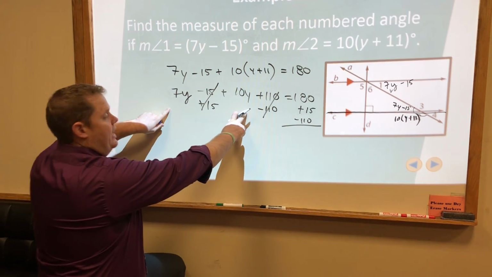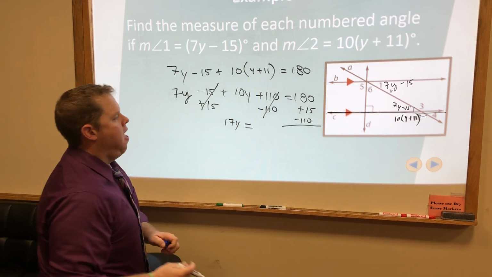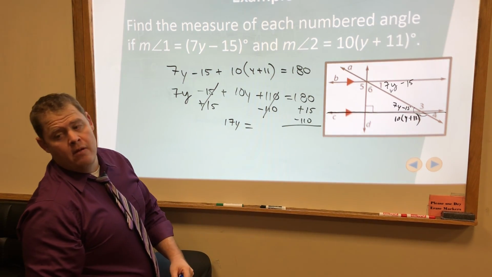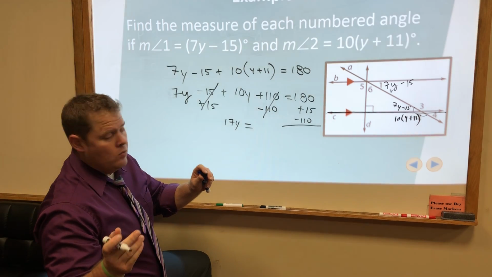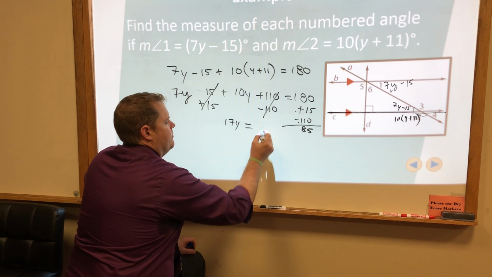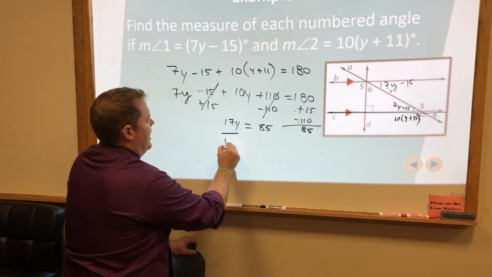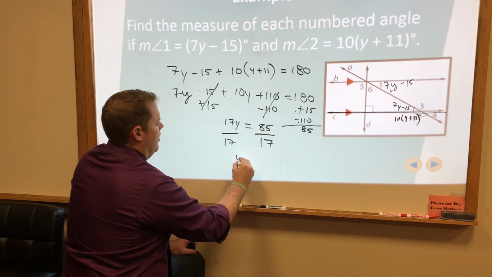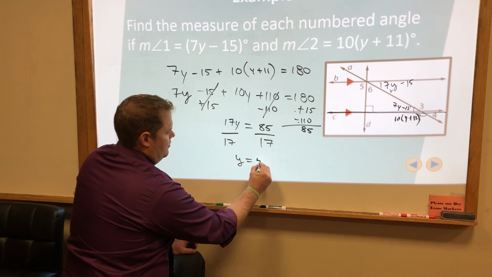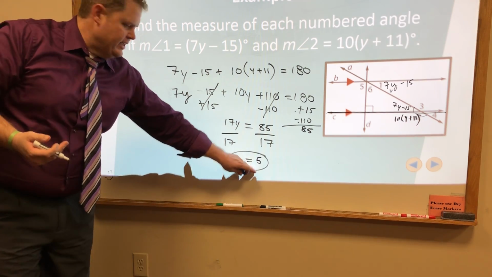What are we left with on this side? 7 plus 10 is 17y equals. So, class, 180 minus 110 is? 70. Good. 70 plus 15 is? 85. So 17y equals 85. Divide by 17, divide by 17. Y equals, somebody? 5. So now, what you know is that y is equal to 5.